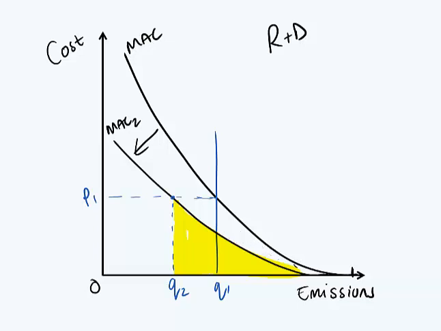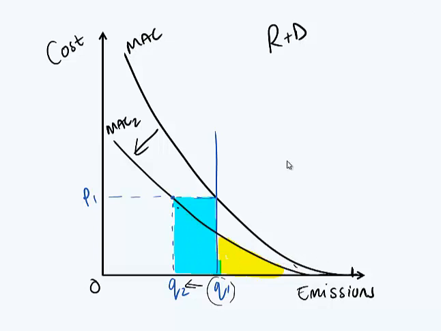But you might say, we are paying this amount over here extra now. We didn't pay that previously, now we do have to pay it. But remember, we can sell our permits. We can sell all the permits that are extra from Q1 to Q2. And we can make a profit with this amount over here.